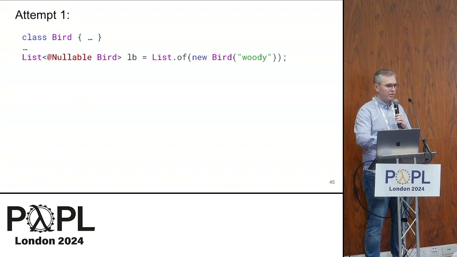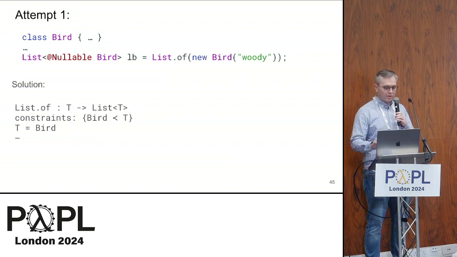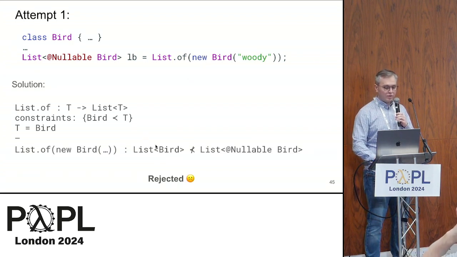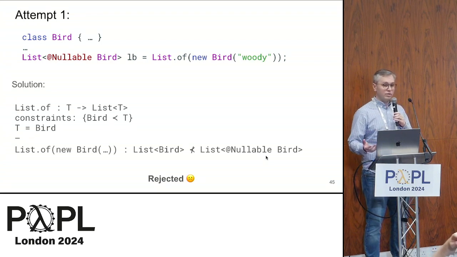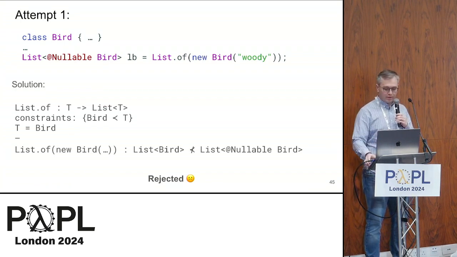But when it comes to this particular snippet of code, with forward analysis, you would first infer the type of the right-hand side, and then you would see what the left-hand side is and whether they are compatible or not. So this means that we would generate this set of constraints, right? We would infer that T here is just equal to Bird. And this means that the right-hand side would be a list of birds, and a list of birds is not a subtype of a list of nullable bird, because Java generics are invariant. So this means we would reject this code, which is actually pretty terrible. So we had to do better than this.